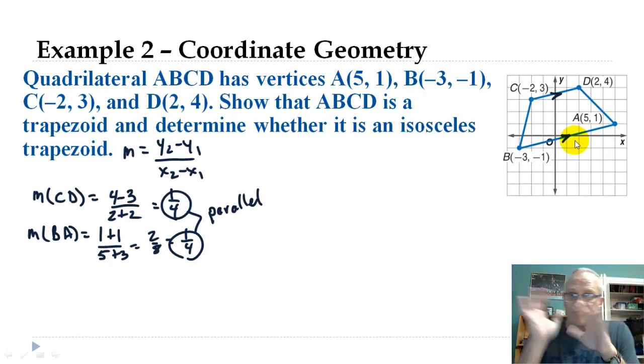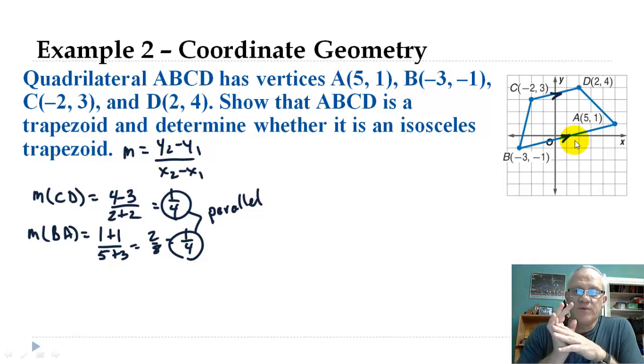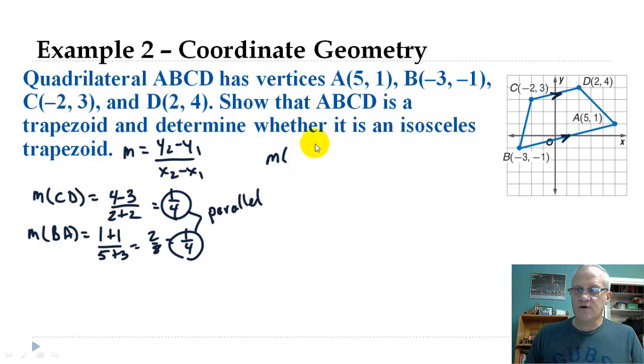Yay! But remember, just because we prove that those are parallel doesn't mean this is a trapezoid. We have to prove that the other two sides are not parallel. Okay, so we just have to do our parallel lines test on the other ones as well. So let's do the slope of CB first. So on that one, I'm going to go -1 minus 3, and then -3 plus 2. So this would be a -4 over a -1, which is 4.